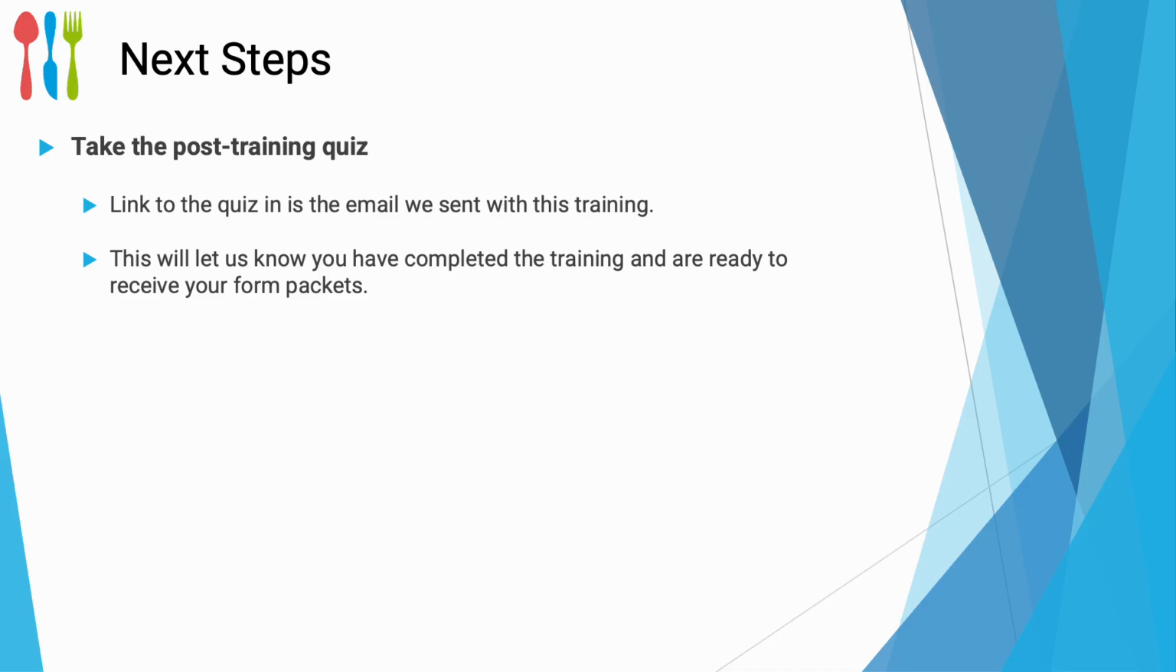So your next steps. Please remember to take the post-training quiz. The link to that will be in the email that we sent with this training. That will let us know that you've completed the training and that you're ready to receive your packet with your universal benefit application.